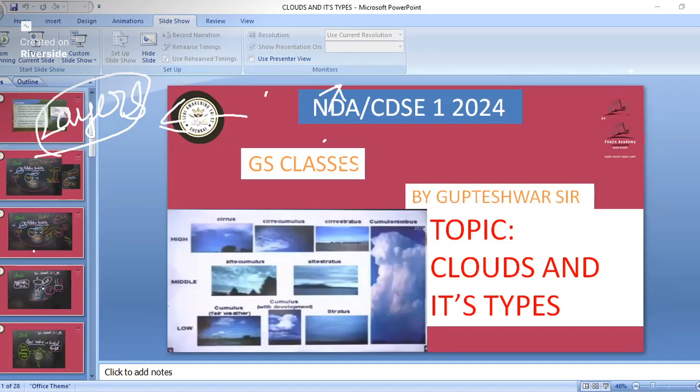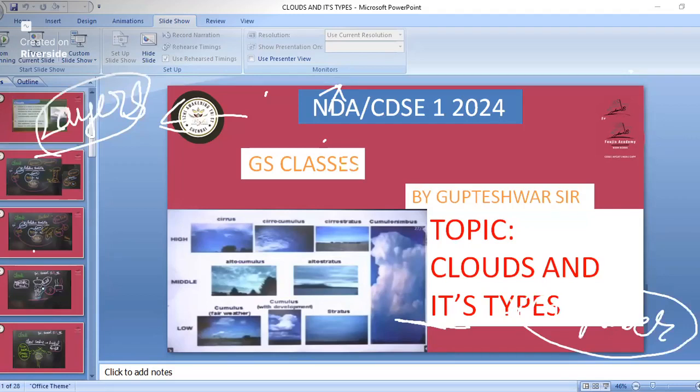Then we have the cumulus. Its shape will look like a cotton ball, and its base, the down part, will be flat. You all would also have seen a cauliflower. This cauliflower we will study when we study the cumulonimbus part. So that cotton ball with a flat base is the cumulus.